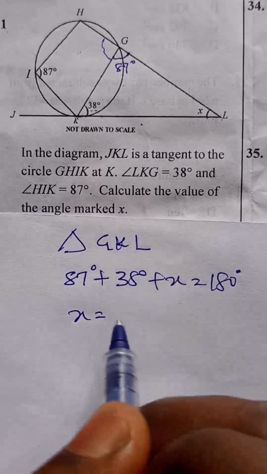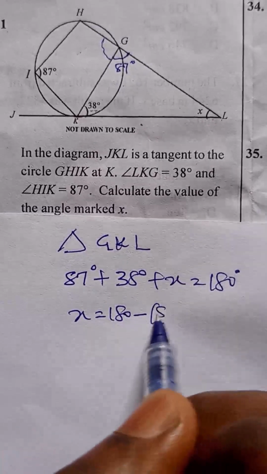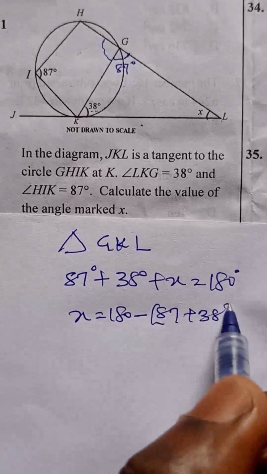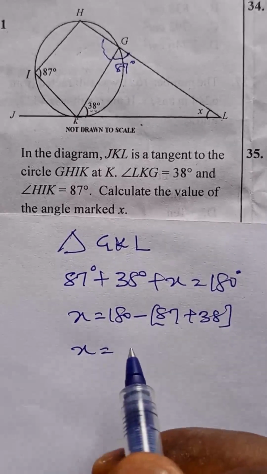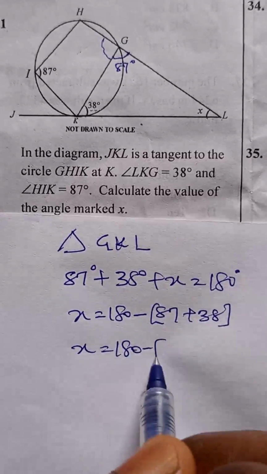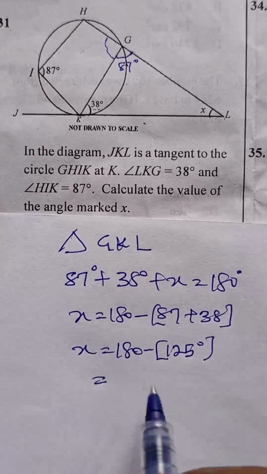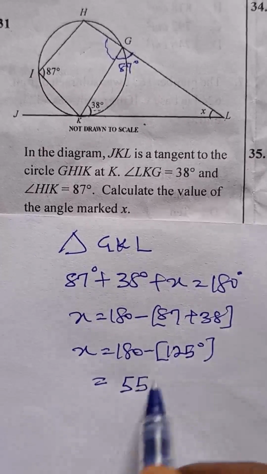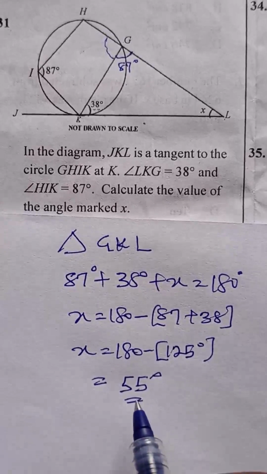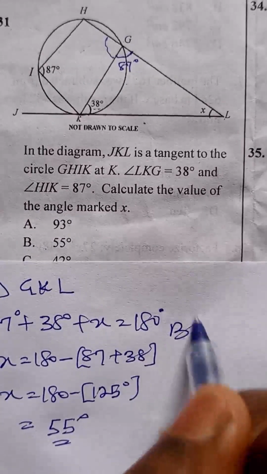And then X is equal to 180 minus the sum of 87 plus 38. And when you press your calculator, when you add 87 plus 38, that is going to give you 125 degrees. And when you subtract, you're going to get 55 degrees. That's the final answer. So for question number 31, the final answer is 55 degrees, which is option B.